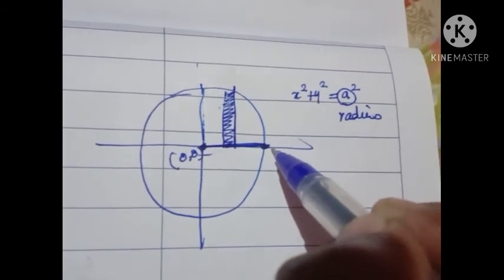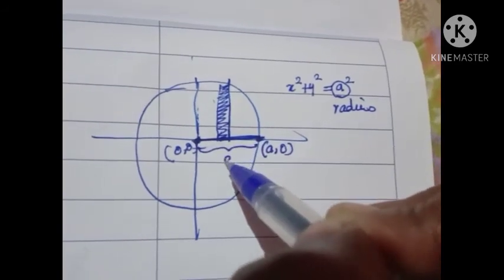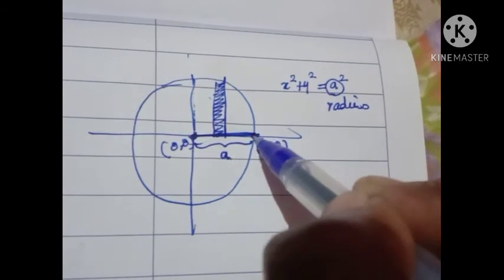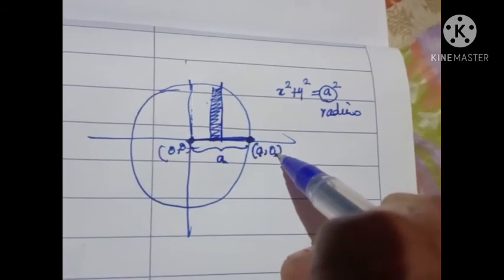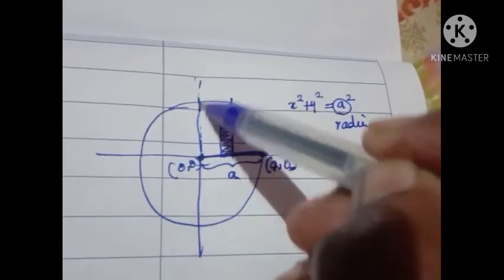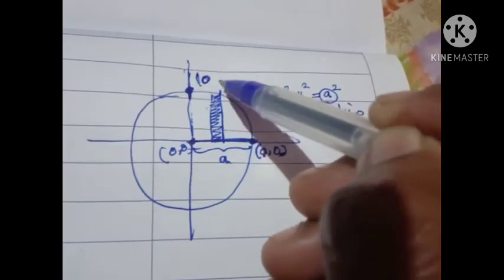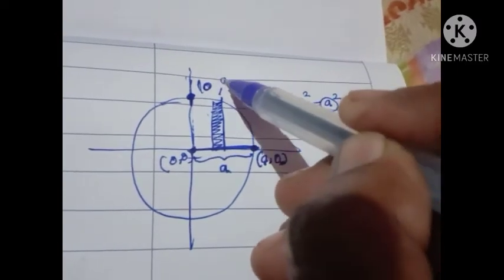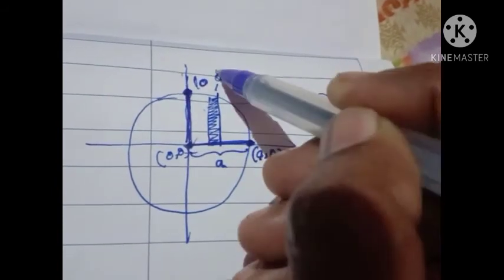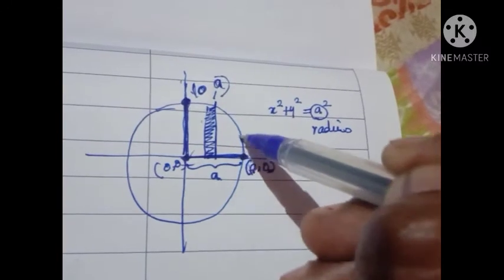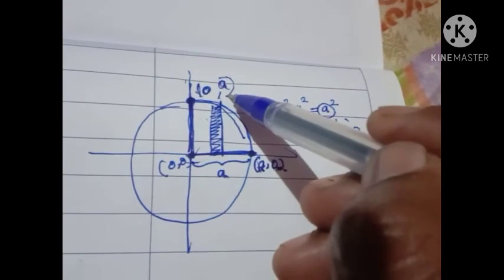Now can you say what is this point? It is (a, 0), because this length is the radius and the radius is given as a, and therefore this point has x coordinate a and y coordinate 0. Now what about this point? There is no x coordinate, so it is 0. And what is the y coordinate? The y coordinate is a. Again, this length is the radius. So these are the 2 points in this sector, starting at (a, 0) and ending at (0, a).